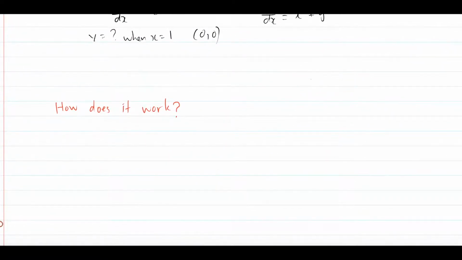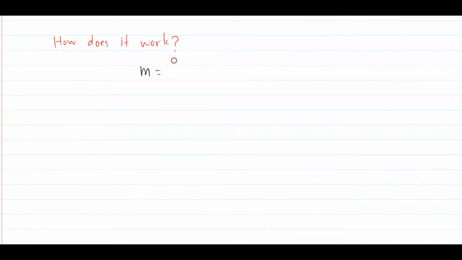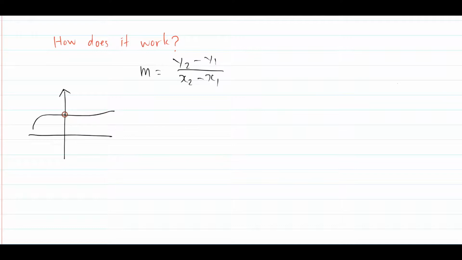So how does Euler's method work? Funnily enough, the foundation comes from the simplest gradient formula you should know, which is y2 minus y1 over x2 minus x1. I'll draw a graph so that you can see this. We're going to write it in a different notation. So let's just say we have our x coordinates. Let's put it right there.